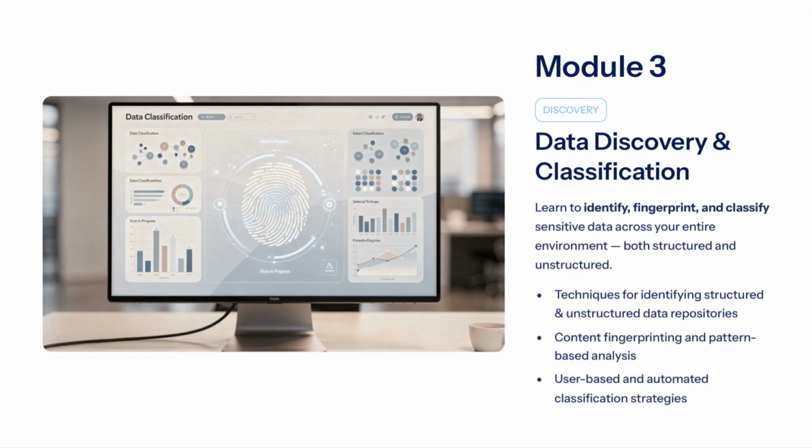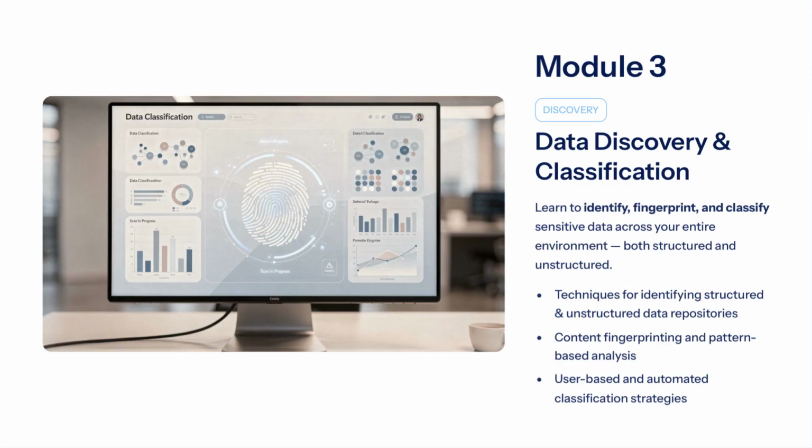The importance of data discovery and classification cannot be overstated in today's digital landscape. As we navigate through vast amounts of data, it becomes increasingly difficult to identify sensitive information. This module will focus on teaching you how to identify, fingerprint, and classify sensitive data across your entire environment, whether it be structured or unstructured.